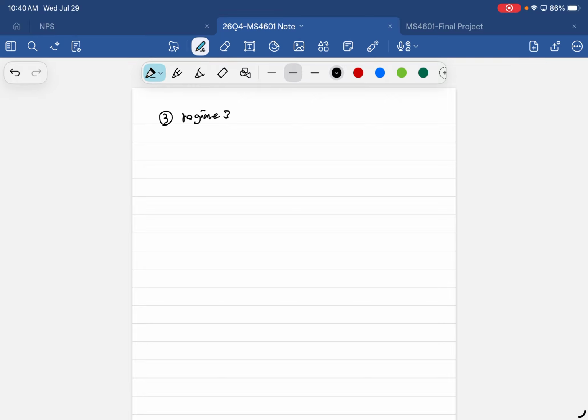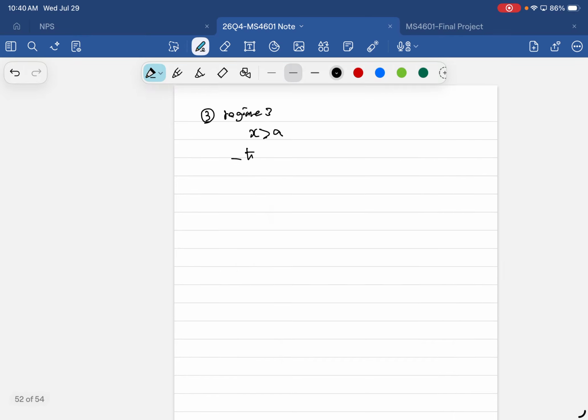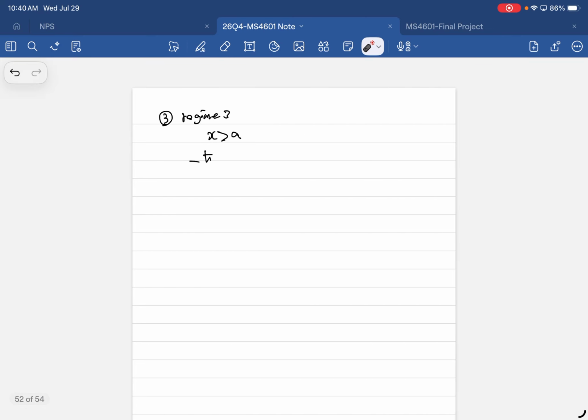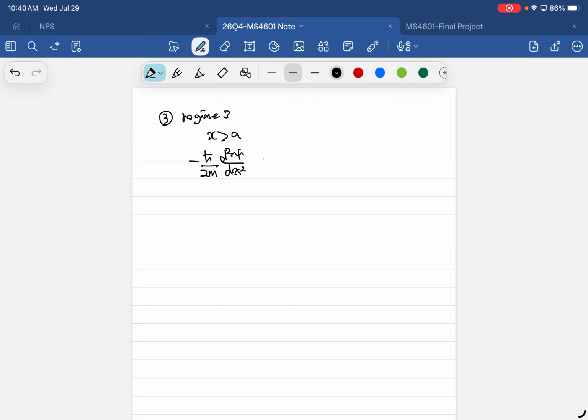Here, regime 3 is essentially x larger than a. The same thing, right? It's the same expression as regime 1: h bar square over 2m, d square psi over dx square equals E psi. But since we are working on a different regime, we get a separate solution here, that is F times exponential minus kx plus G times exponential kx.